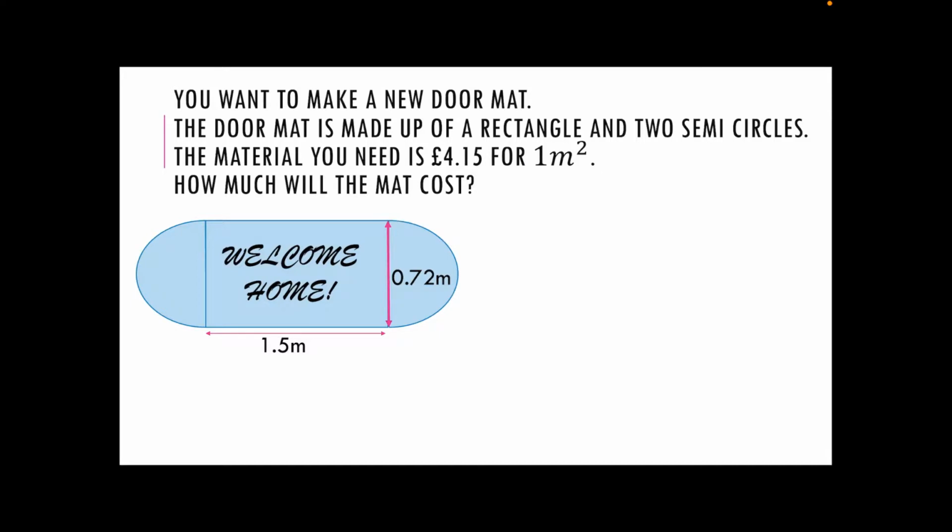For our final example then, we are going to need to combine all of the skills that we have used so far. So here we are going to make a new doormat, and our doormat has to be made up of a rectangle and 2 semicircles. But the minute I see 2 semicircles, I should be thinking that 2 halves make 1 full circle. The material that we need is £4.15 for every 1 metre squared, and we want to know how much the mat will cost to make.